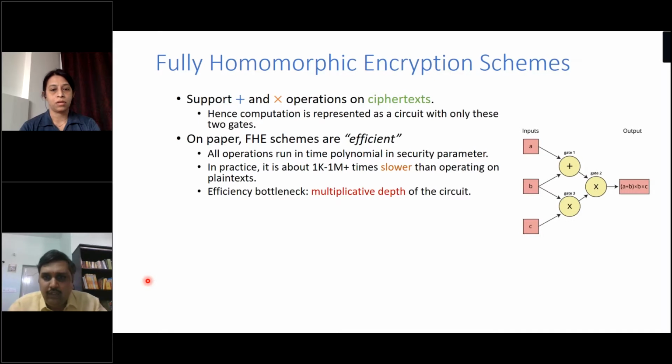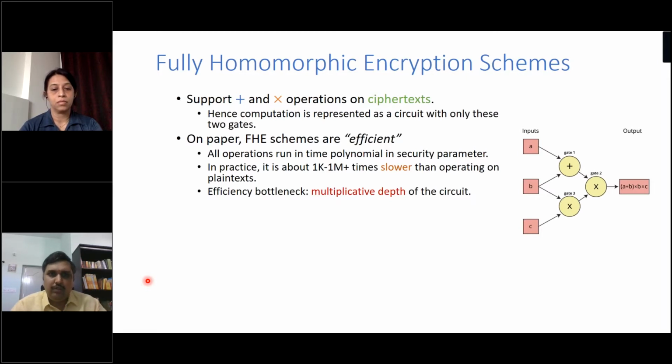Typically you need to represent the function that you want to apply on a ciphertext, or any algorithm, as a circuit that consists of, say, XOR and AND gates. This XOR and AND could be over a field of two elements. As I mentioned before, it could be XOR or AND, but it can also be over some finite field. So it's not a problem, but you need to represent it like that.